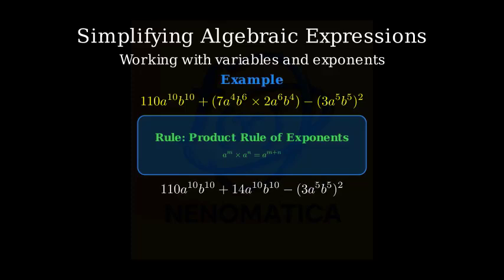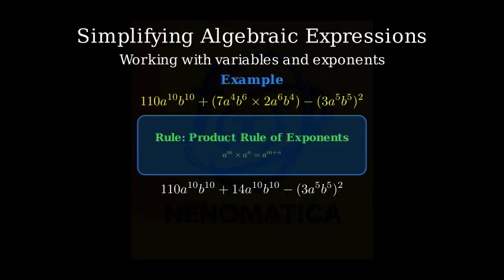exponents. So for the variable a, we add exponents 4 plus 6, which gives us a to the 10th power. For the variable b, we add exponents 6 plus 4, which gives us b to the 10th power. And we multiply the coefficients 7 times 2 to get 14. Now, let's simplify the third term.